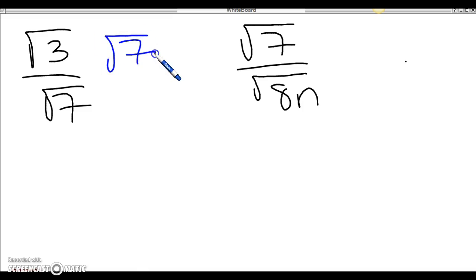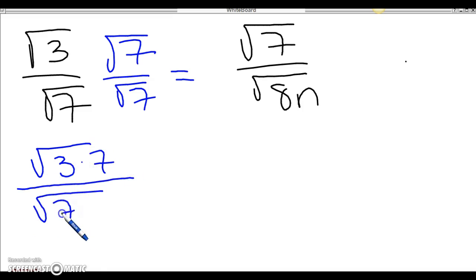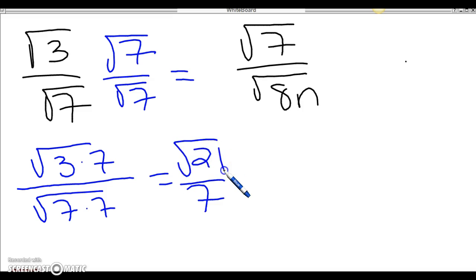So let's do that here. Square root of 7 times the square root of 7. When I multiply a square root times a square root, I get that same number again. And I'll show you this. So I get square root of 3 times 7 over the square root of 7 times 7, which is 49, right? And we can take the square root of 49 and it gives us 7. So when I multiply the radical by a radical, I get that number again, over the square root of 21. So there's my answer for that one.